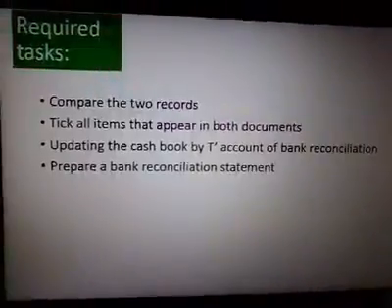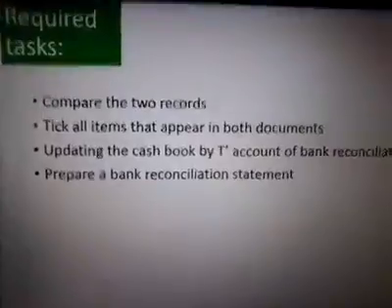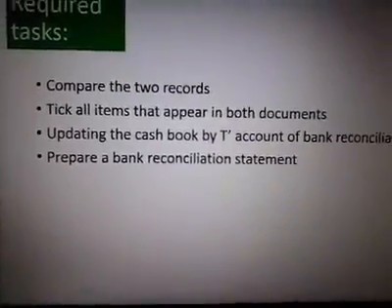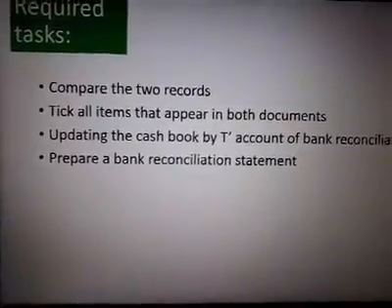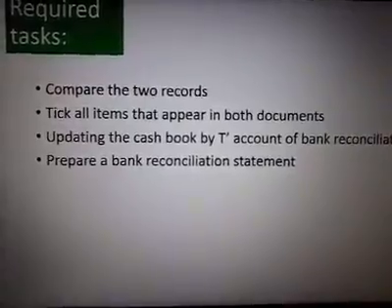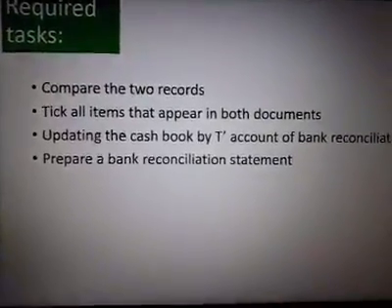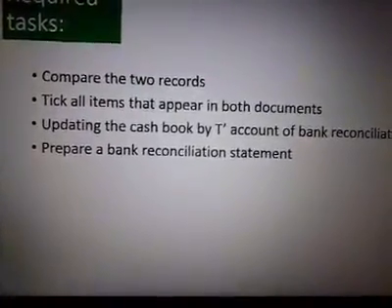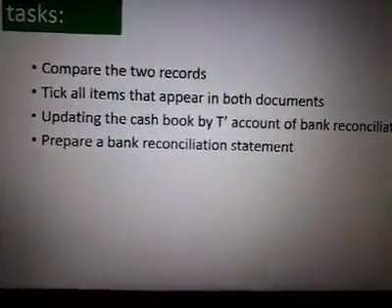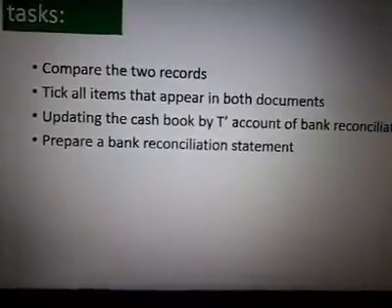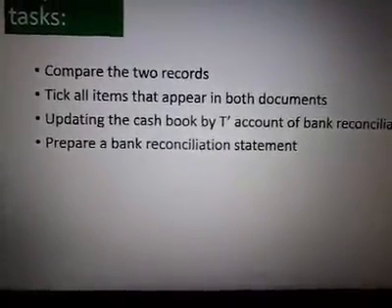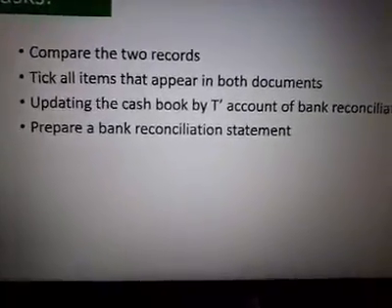So, look at the required tasks. Required tasks are as follows. We will compare two records, because bank reconciliation has two sides. One is the bank statement, another is the cash book. So we need to compare between the bank statement and the cash book as well.